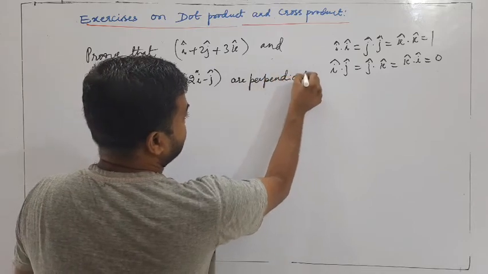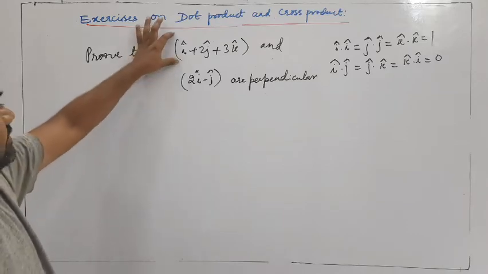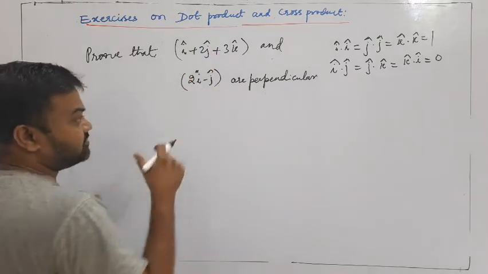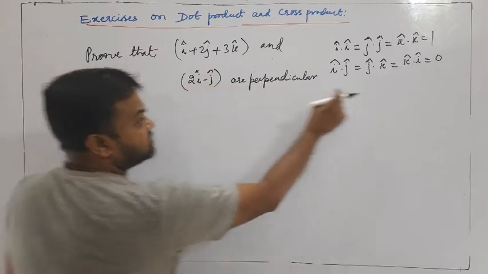These two have to be perpendicular. How can you prove it? We have to prove that these two vectors are perpendicular. How can you say that two vectors are perpendicular? When the dot product of these two must be equal to 0.